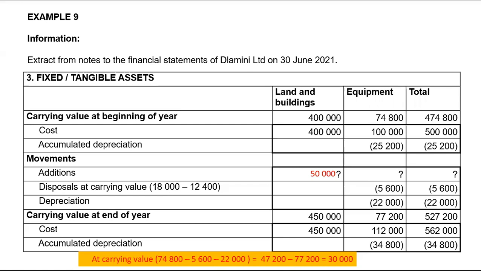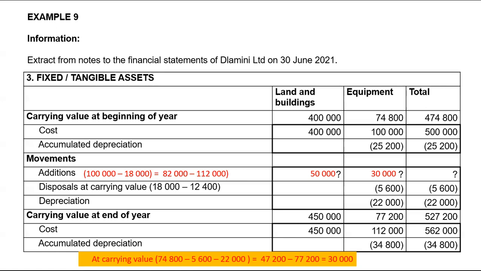Now, if you were to use the cost price, as I said, you will take 100,000 minus 18,000, which is the cost price of the equipment disposed. It is supposed to give you 82,000. But you'll realize that the cost price at the end of the year is 112,000. That indicates to you that we purchased equipment and the value of equipment purchased will be 30,000 Rand. Otherwise, you could have just used what I showed you at the bottom there, which is at carrying value, by taking the carrying value at the beginning of the year of 74,800, you minus the carrying value of the asset disposed, you minus depreciation. That should give you the carrying value of 47,200, but it didn't. You'll realize that the carrying value at the end of the year is 77,200. That means under movements, something happened. And what happened under movements is that we purchased; the difference represents the cost price of equipment purchased, which will be 30,000 Rand.